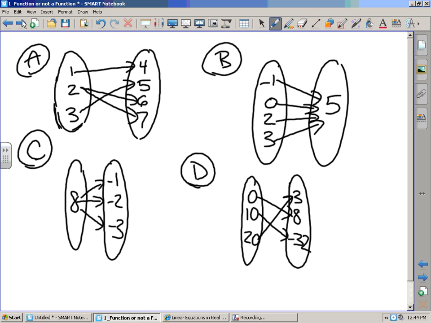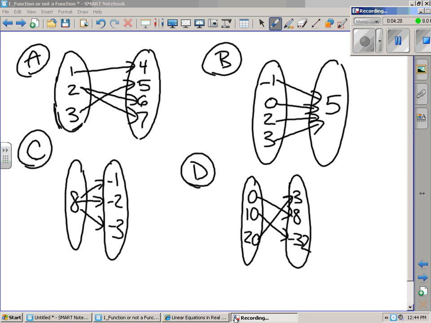Now we're going to look at a set of tables and a set of groupings of numbers, and I want you to recall your vocabulary. So when we look at number 1, on the left side, we have the domain, and the domain is made up of 1, 2, and 3. 1, if you look at that separately, is one number that is a part of the domain. The range includes 4, 5, 6, and 7.